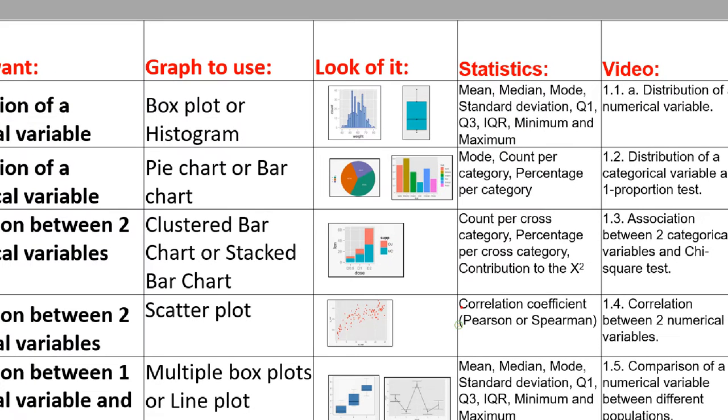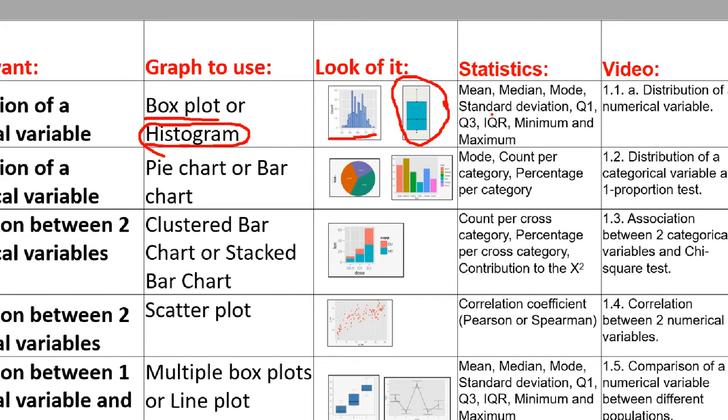Here, if I zoom a bit more, we're in the distribution of a numerical variable. We will first see a box plot. What is a box plot? This type of graph, and a histogram, which is here. So we are just looking at one numerical variable, okay?